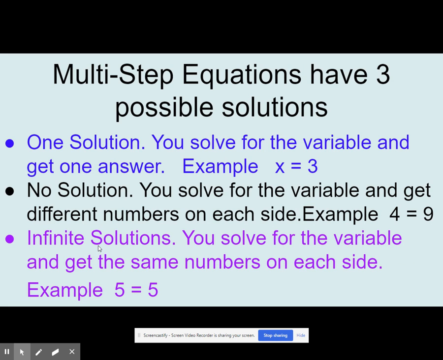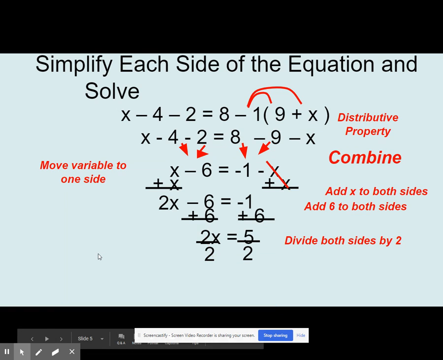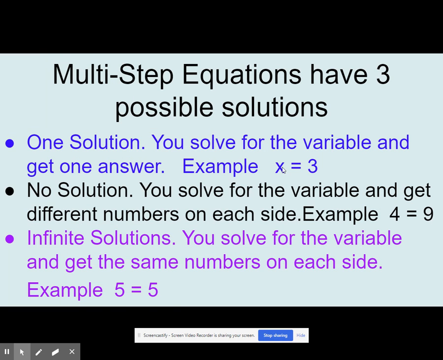All right, so now something new. Multi-step equations have 3 possible types of solutions. The first one is one solution. You solve for the variable and you end up with just one answer. That's just like the last 2 problems we had. We solved it and we got x equals 5 over 2. So you solve it, you get to the end, you get like x equals 3 for your answer. Or you get y equals 7 or a equals negative 2. It's all the equations we've been doing. When you solve, you just get one answer.